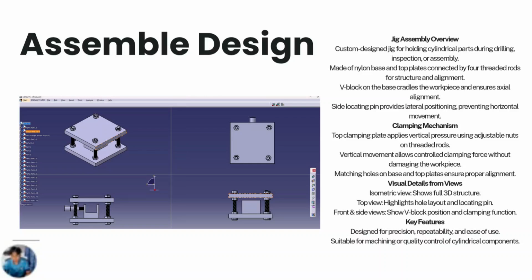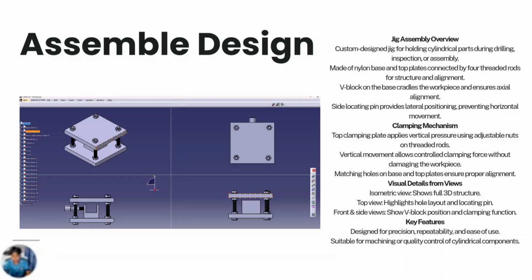For the clamping mechanism, the top plate applies vertical pressure using adjustable nuts on the threaded rods. The vertical movement allows controlled clamping force without damaging the workpiece. Matching holes on the base and top plates ensure proper alignment.